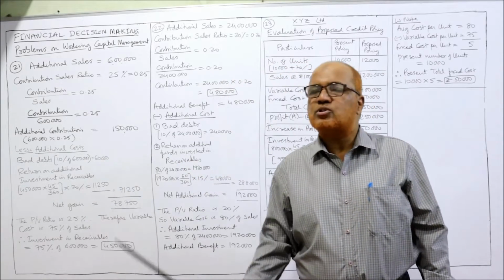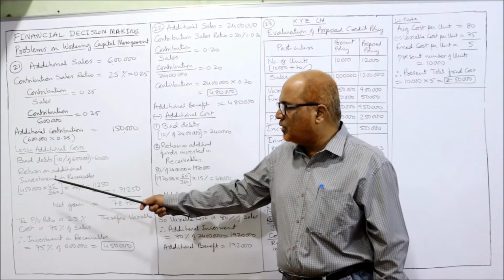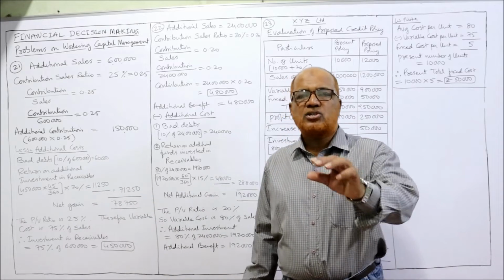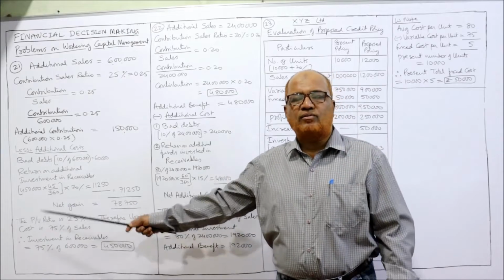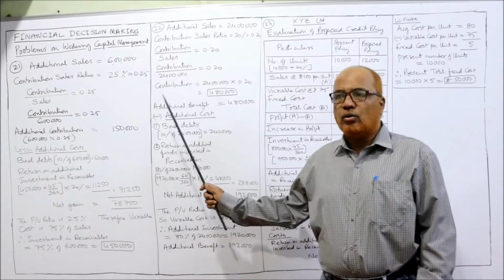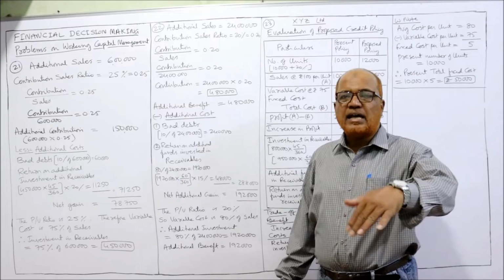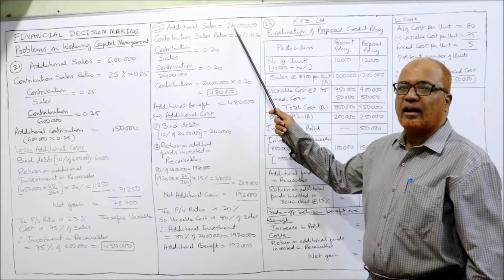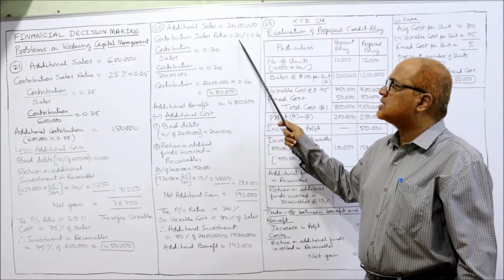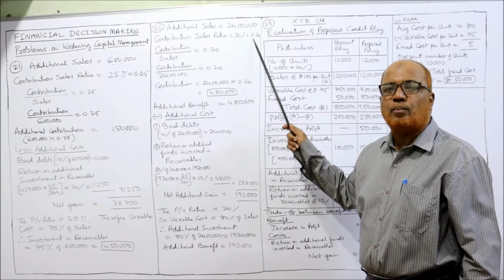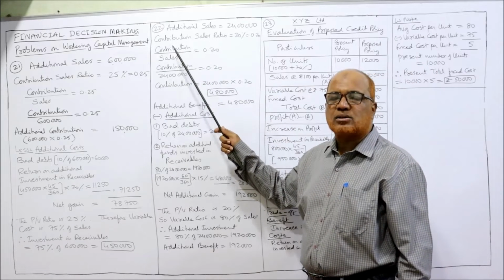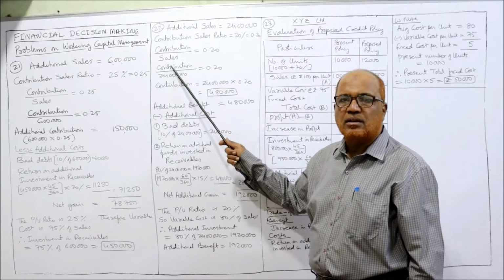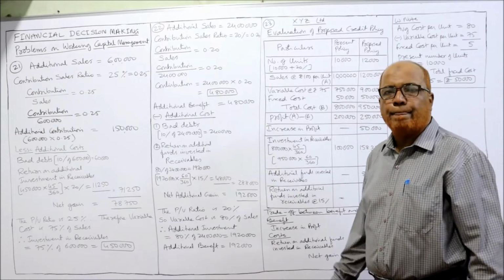In the previous problem this assumption was not given, but we assumed 360 days. In the examination, you should write a note that it is assumed the year consists of 360 days. Now, 23rd problem. How much are the additional sales? 24 lakh. And contribution to sales ratio is 20%, 0.20. What is the formula for contribution to sales? Contribution by sales is equal to 0.20.